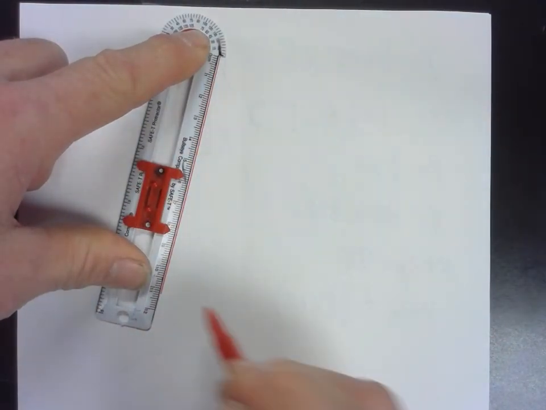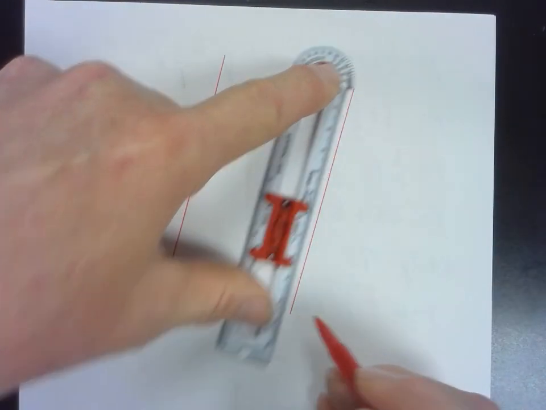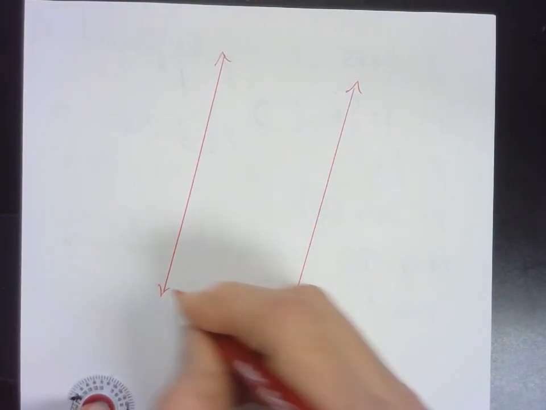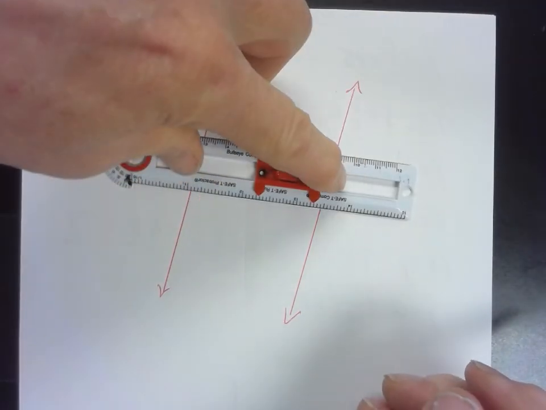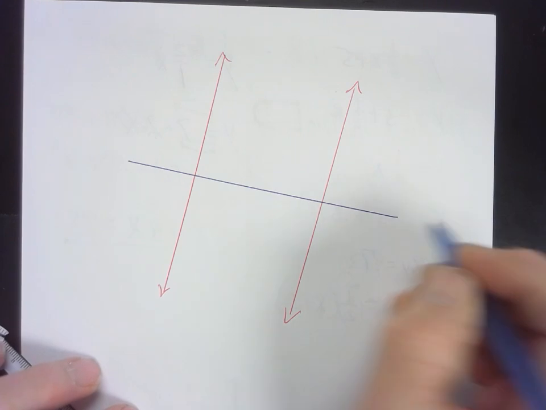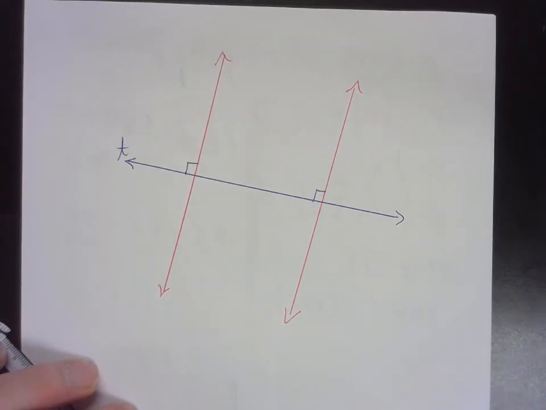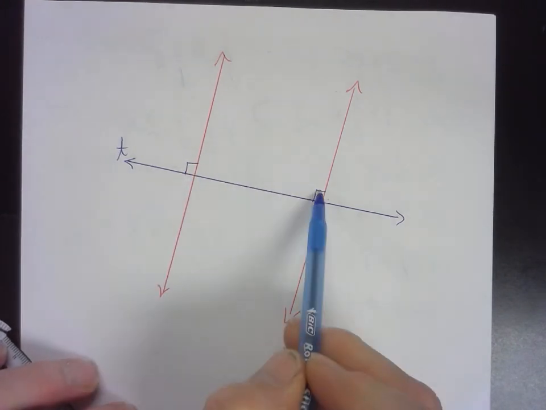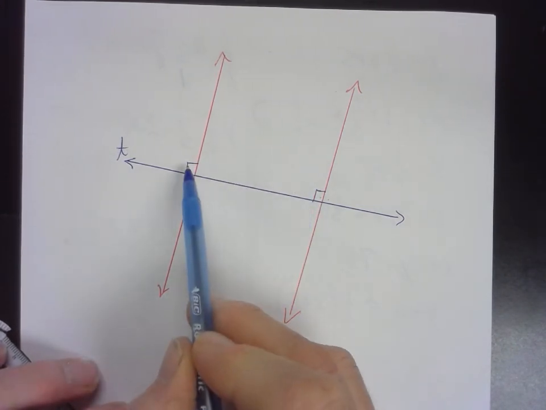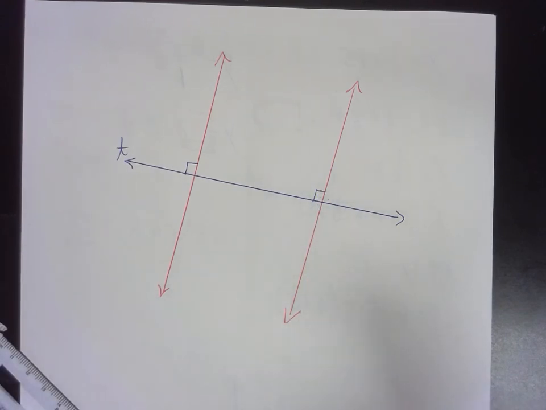The last one says, in a plane, if two lines are perpendicular to the same line, then they're parallel to each other. So I have these two lines, and they are both perpendicular to line T. Are they parallel to each other? Yeah. Because if these are perpendicular, they're right angles, and we know right angles are congruent, and if the corresponding angles are congruent, then the lines are parallel, aren't they?